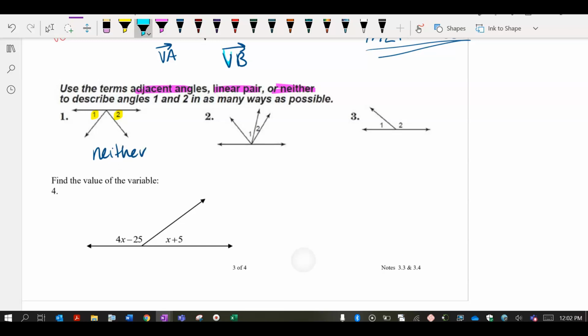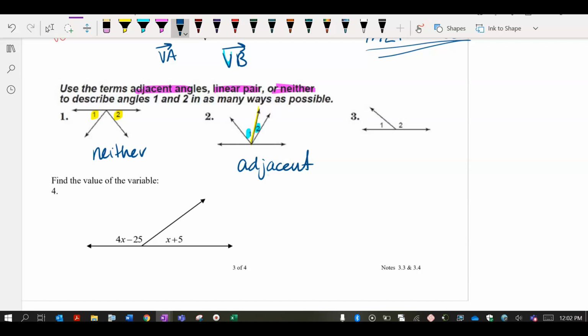Next, we have these angles 1 and 2. They are sharing this side, but they do not have non-common opposite rays. The opposite rays would be down here below, but it's not where those angles are. So here we would just have adjacent.